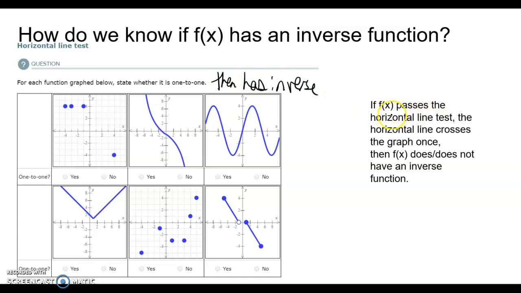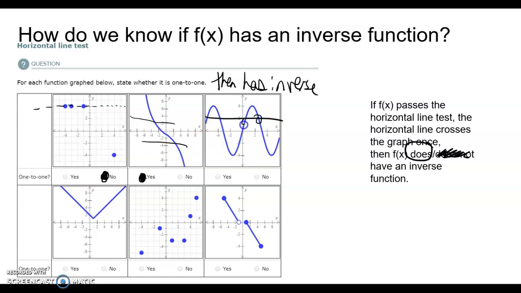If f of x passes the horizontal line test, the horizontal line crosses the graph once, then f of x does have an inverse function. So if I draw a horizontal line, does this cross this once? No, it crosses it 3 times. So this is not 1-to-1. So f of x does not have an inverse function. This one, if I draw horizontal lines, it only crosses it once. So yes, it's 1-to-1, it would have an inverse function.